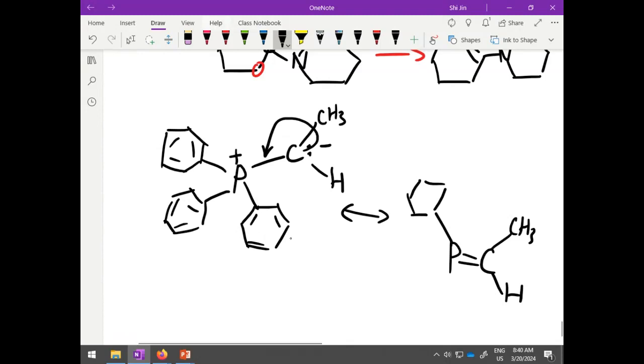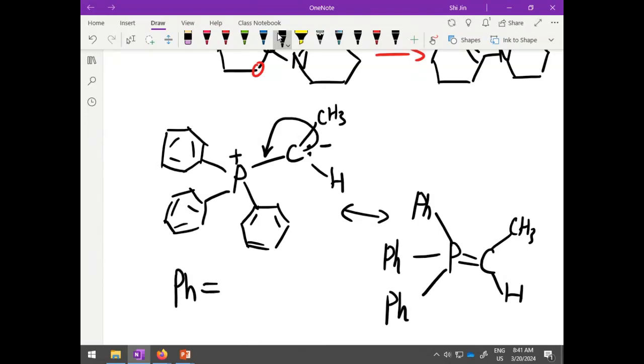One, two, three, four, five. I didn't draw all of it, too much trouble. Let's say I just use Ph to represent the phenyl group. That's the common practice, to save time. Ph equals phenyl group. And the right side form is the non-polar form. The left side form is the polar form.